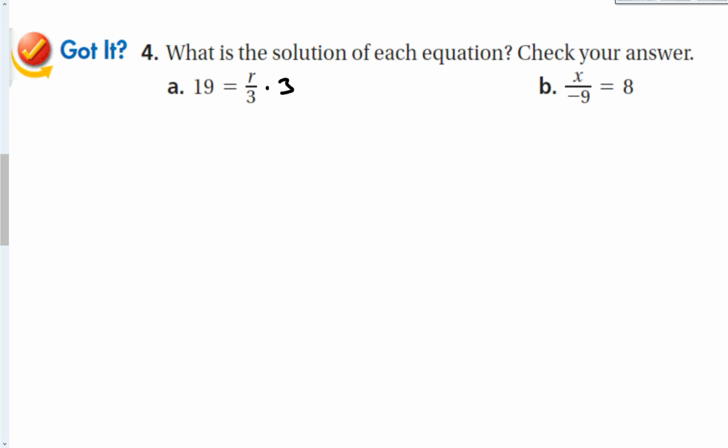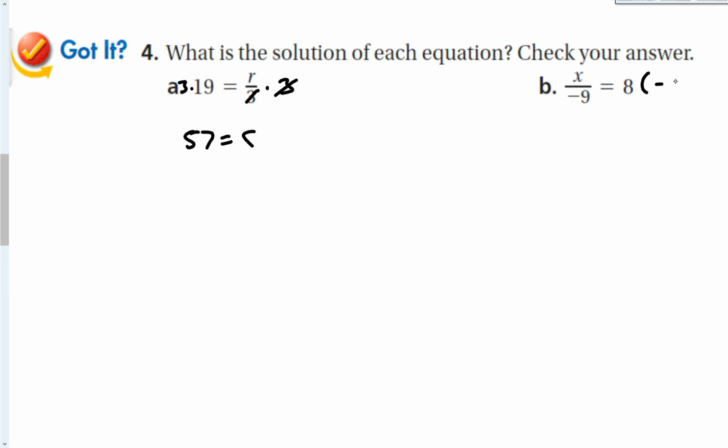Now some of our guided problems here. Again, all I have to do is multiply both sides by 3. And my answer becomes that 57 is equal to r. That's my equivalent expression. The 3's cancel each other out, and we're left with r is equal to 57, or 57 is equal to r.